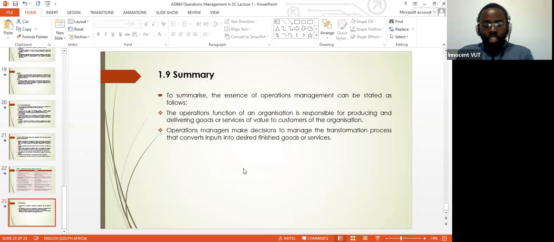Right, so this is the end of our lecture. To summarize, we can say that the essence of operations management can be stated as follows. The operations function of an organization is responsible for producing and delivering goods or services of value to customers of the organization. Operations managers make decisions to manage the transformation process that converts input into desired finished goods or services.